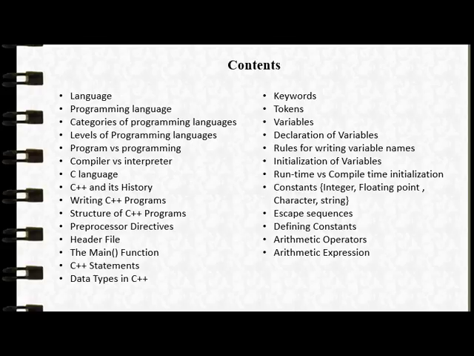Levels of the programming language, program versus programming. I mean, what do we mean by a program, and what is the meaning of programming? Then we have the compiler versus interpreter. When we are writing C++ programs, we need something to translate these codes into machine language, into the object code. So we need the compiler versus interpreter. What do we mean by compiler and what is an interpreter? What are the differences between these two?